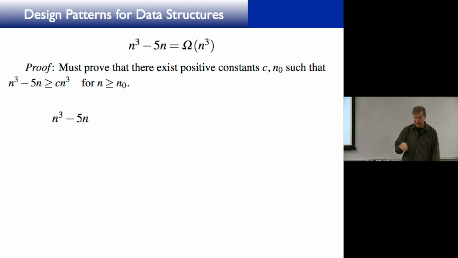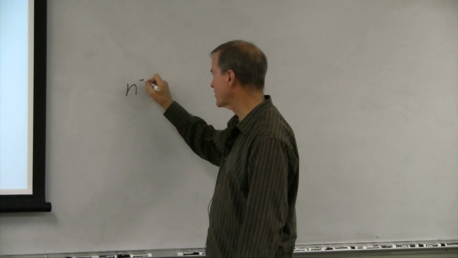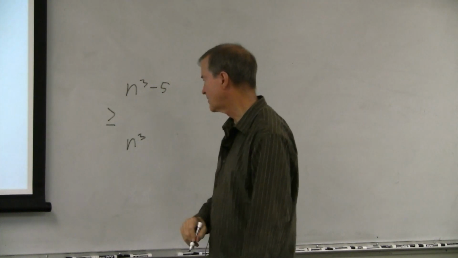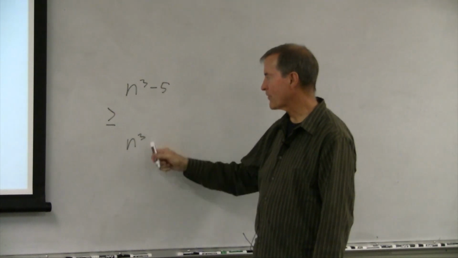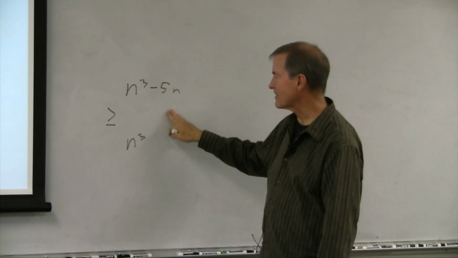Now, we want this to be greater than or equal to something. Can we just drop the negative value, can we eliminate a negative value, yes or no? Wait a minute. Can you just drop the negative 5? Can you say n cubed minus 5n is greater than or equal to n cubed? How can this be greater than or equal to this if you're dropping this?